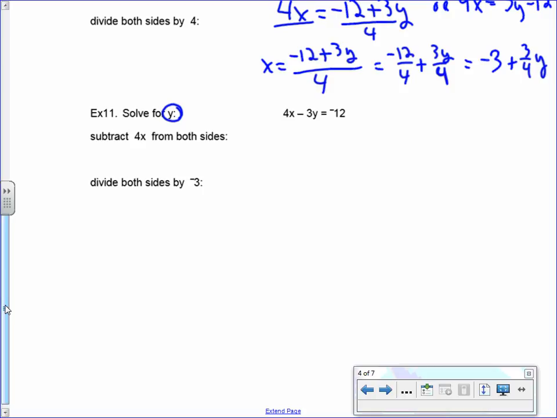Okay, careful, ladies. Everybody careful. Did that say minus 4x? This is a positive 4x, yes? So we get rid of it by saying minus. Make sure that negative gets carried down, negative 3y. Got a lot of negatives in this problem. Okay, and then we're going to divide by negative 3.